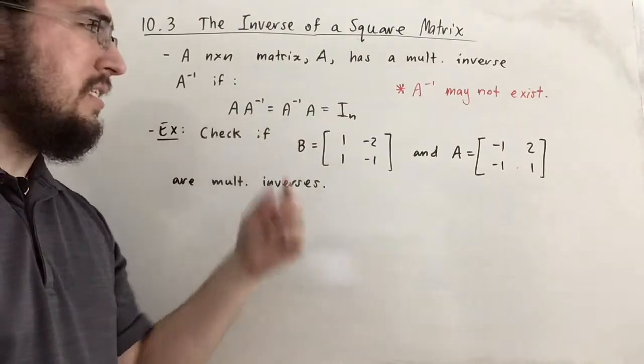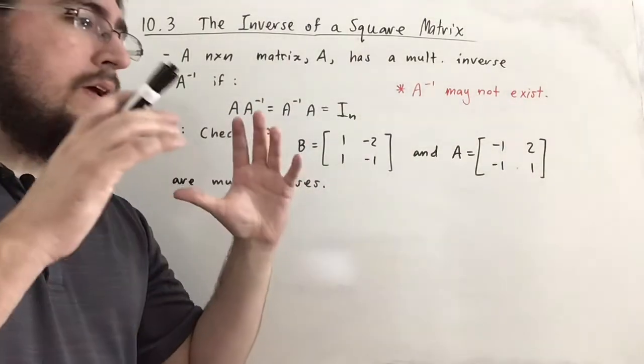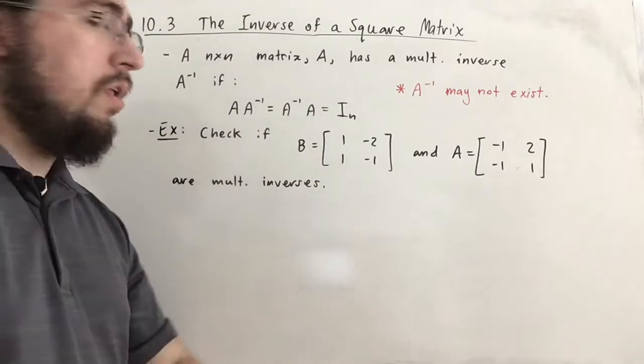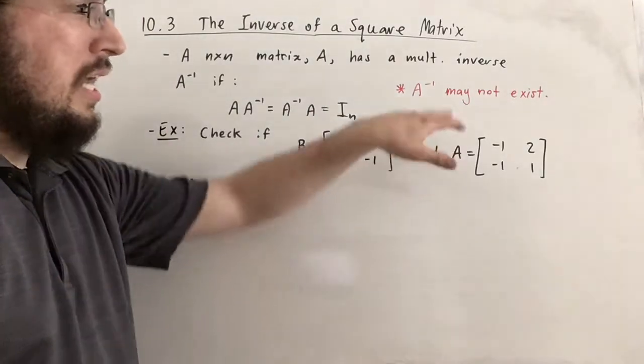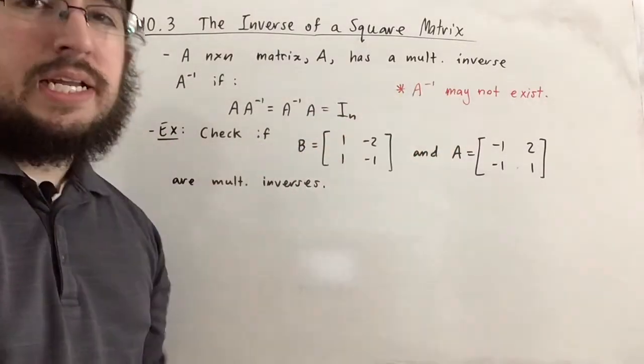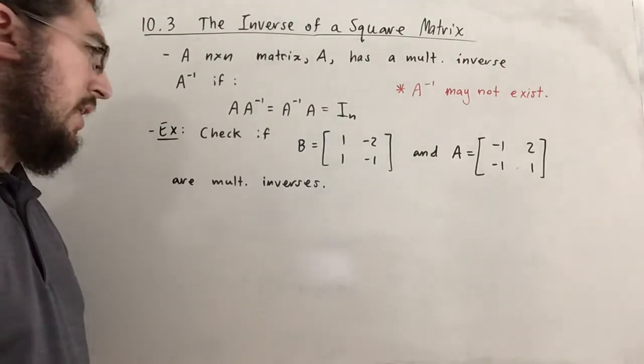And recall what that is. It's just the n by n matrix whose diagonal is 1 and all other entries are 0. And I note here that A inverse may not exist. And we'll see some cases of that later on.